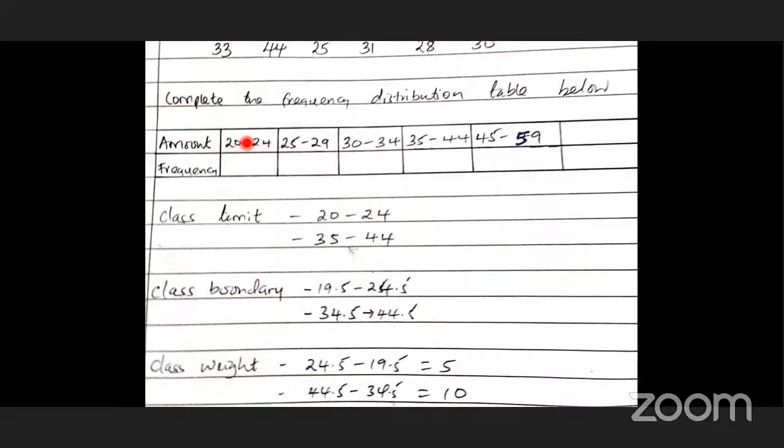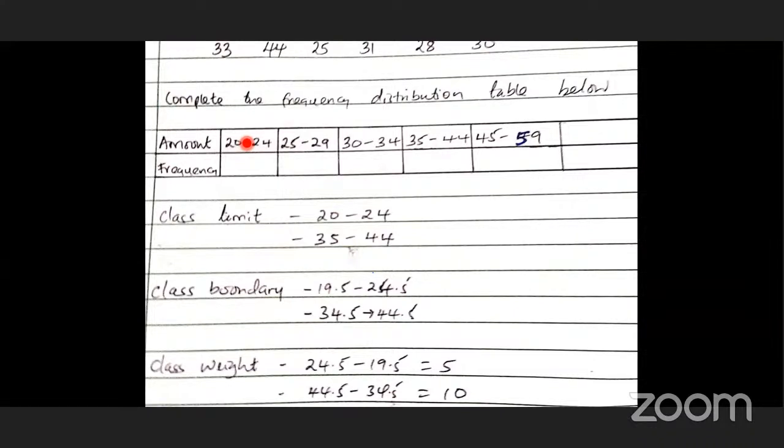22, 23, 24, 25. So we are rather up to 24, not 25. 20, 21, 22, 23, 24. So we have 5. The class weight is 5.